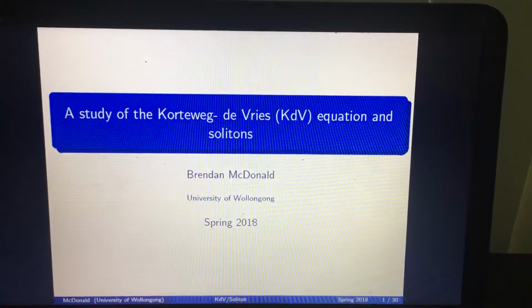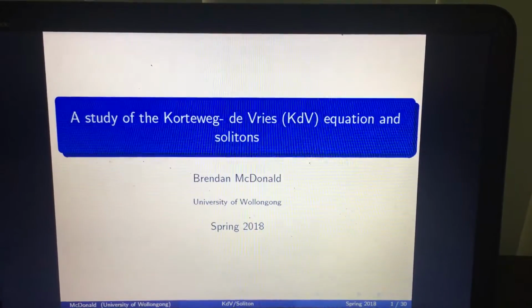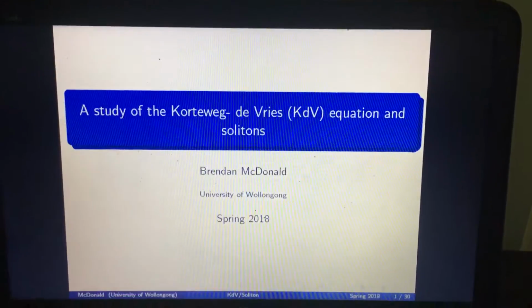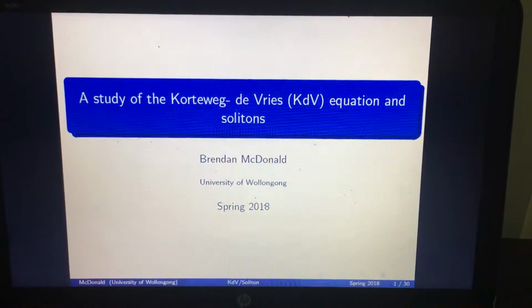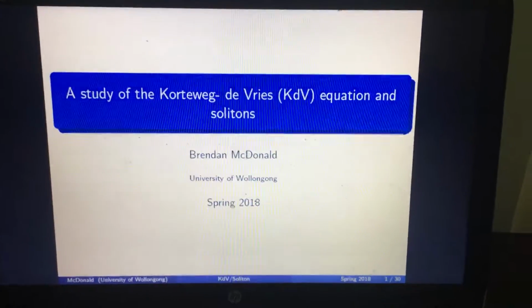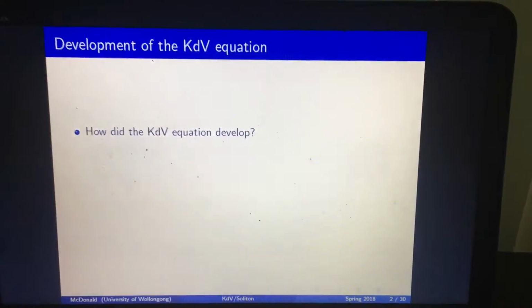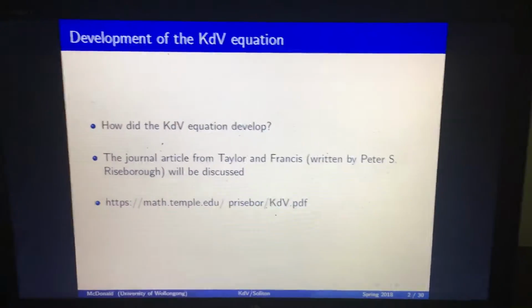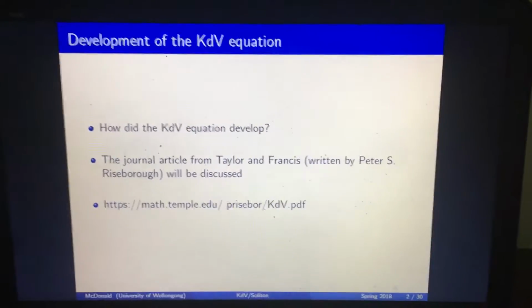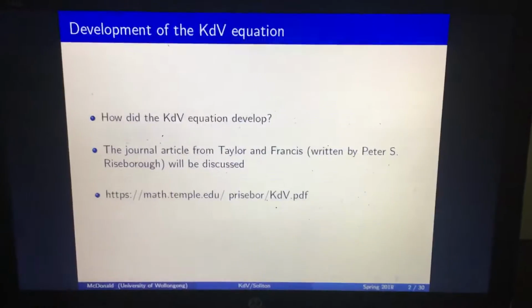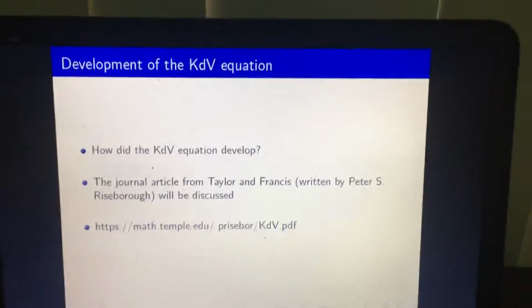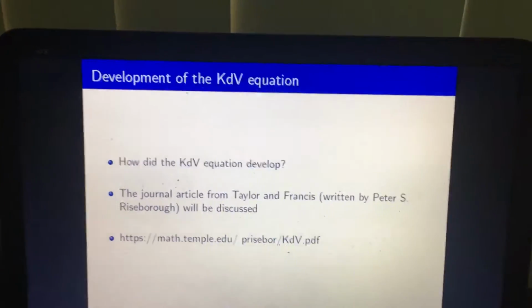Today I'm going to be talking about the KdV equation and soliton theory. I'll shorten it as KdV for ease of talking. So what we want to ask ourselves is, how did the KdV equation develop? The following journal article from Taylor and Francis will be discussed.